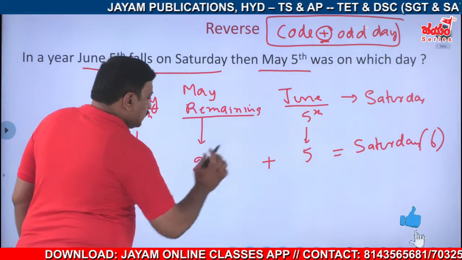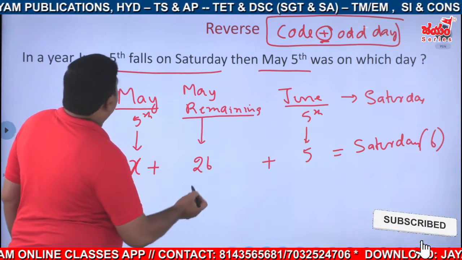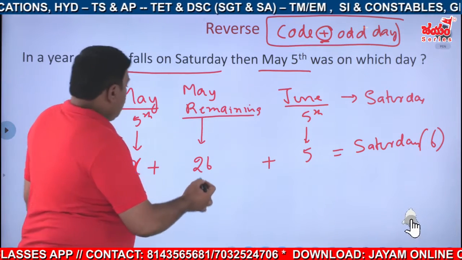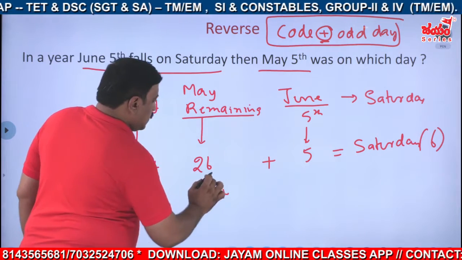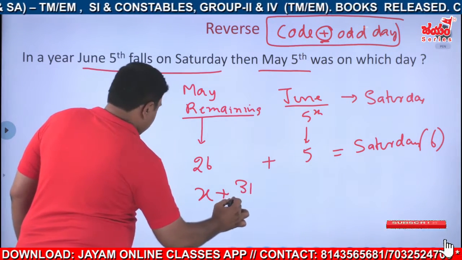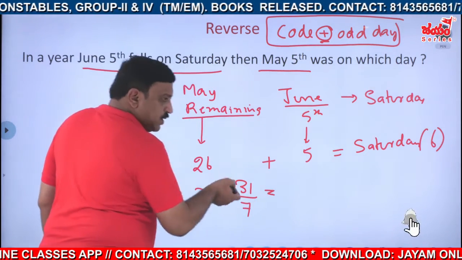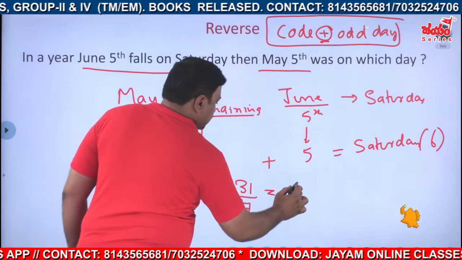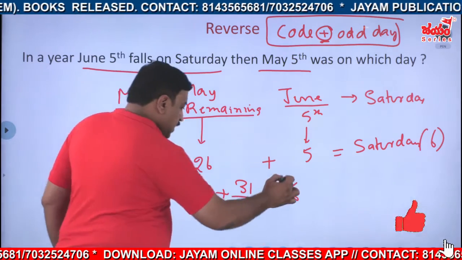So, I'll write here x plus 26 plus 5, that is 31, divided by 7, right? Because odd days we will calculate later, okay? That is 6 now. Shall I write here?